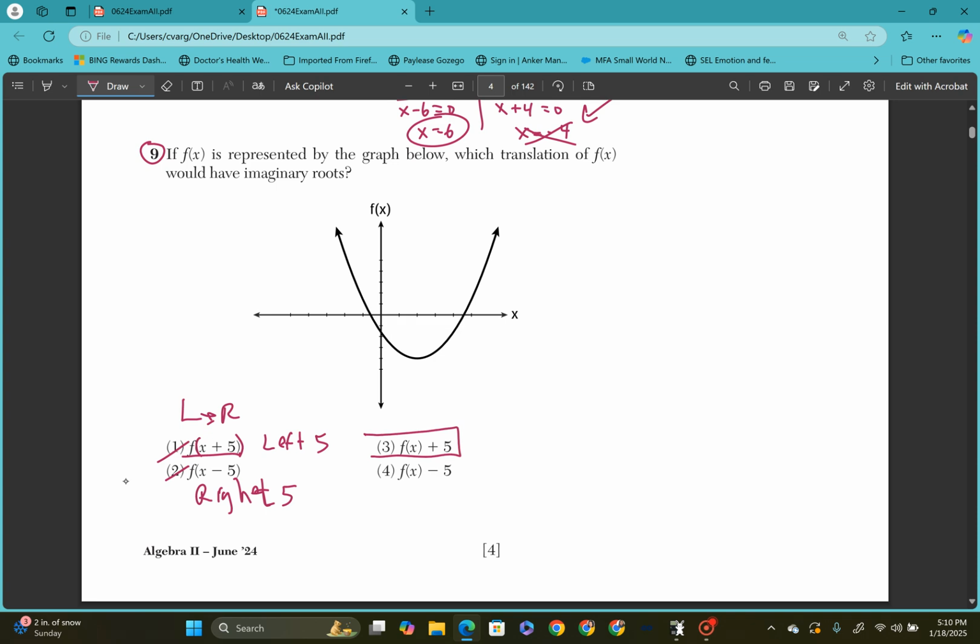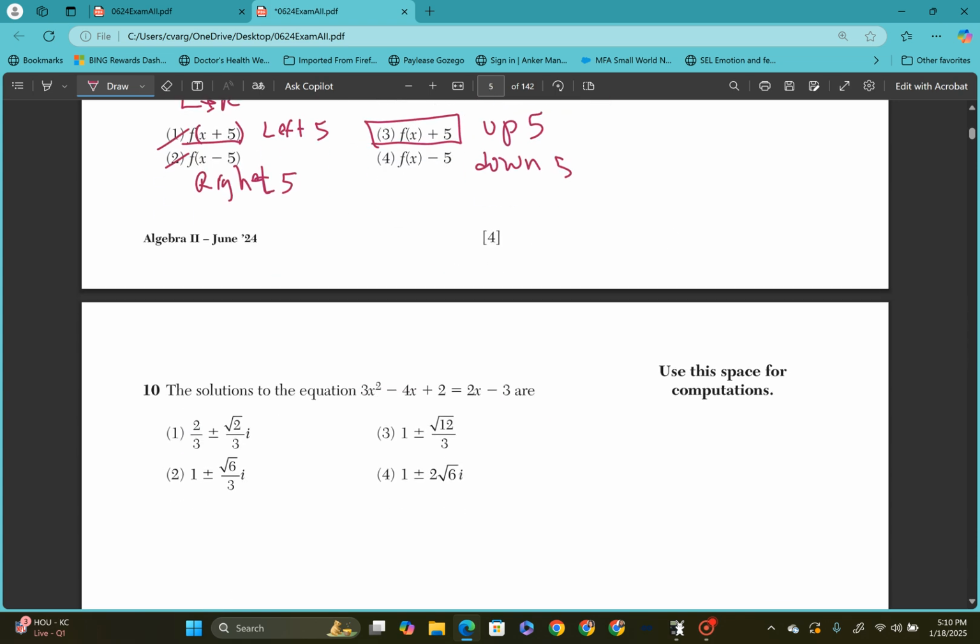However, if I move this function up 5, right, this is at 2, it's going to go 1, 2, 3, 4, 5. Our function is going to look something like this. It's going to be up here. Everything's going to be moved up 5. So this is going to move up, this is going to move right, everything's going to move up. So if it's moved up 5, it's going to have imaginary roots, right? It's not going to cross the x-axis at all. So the answer is what we have right here. This means up 5, and this means down 5. Okay. All right, and again, that's from Algebra 1.